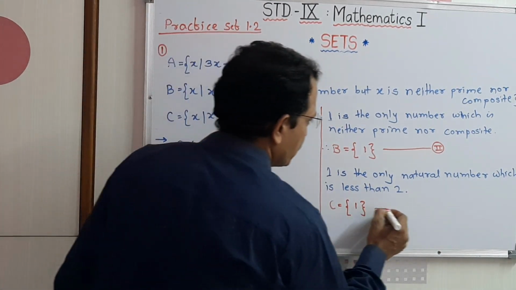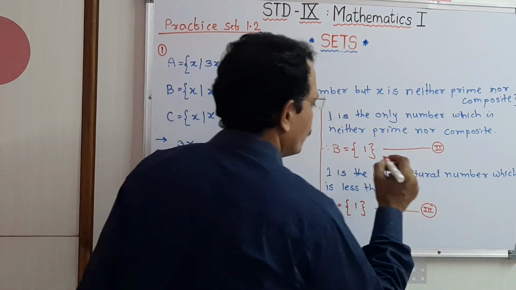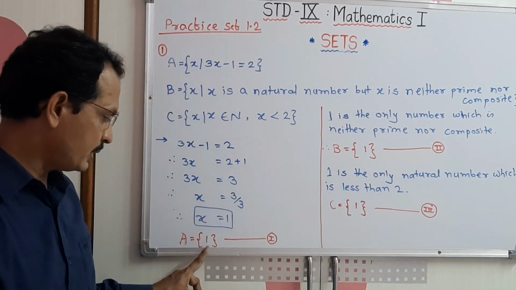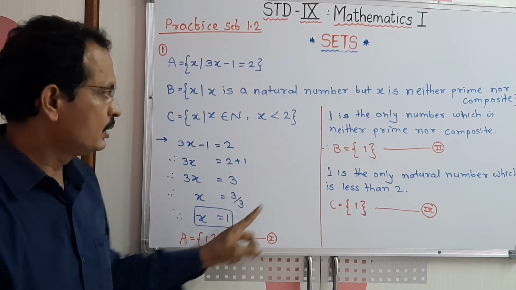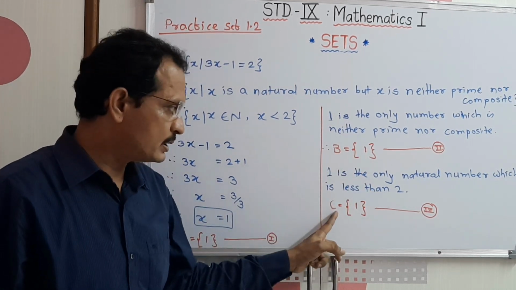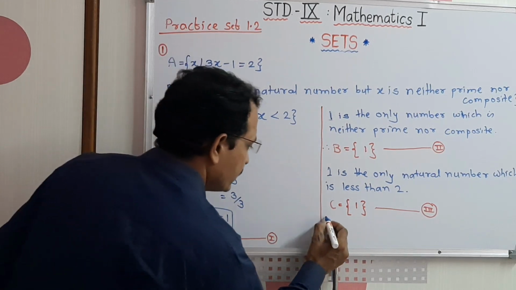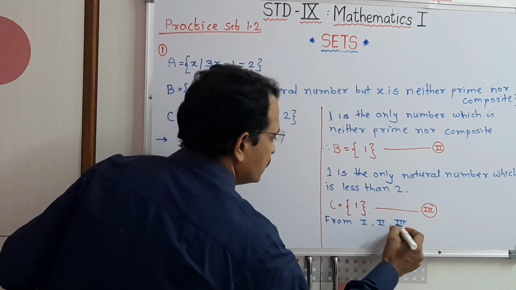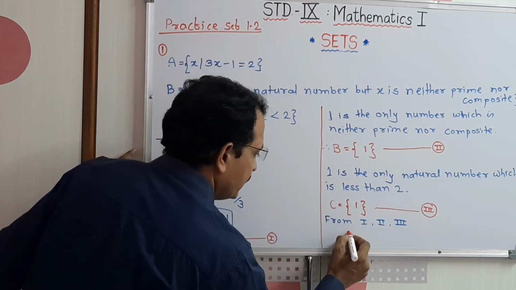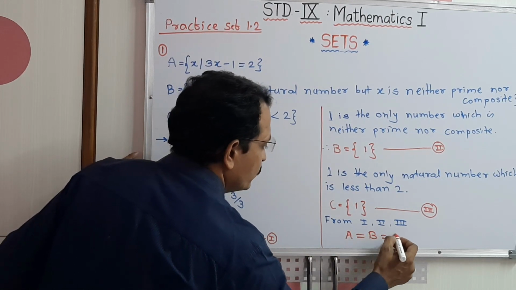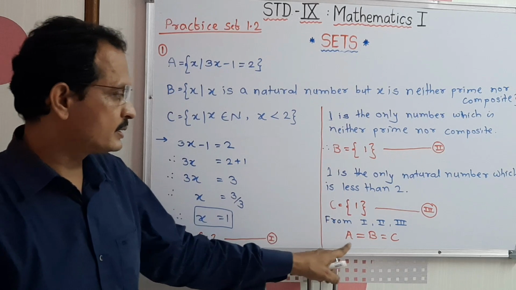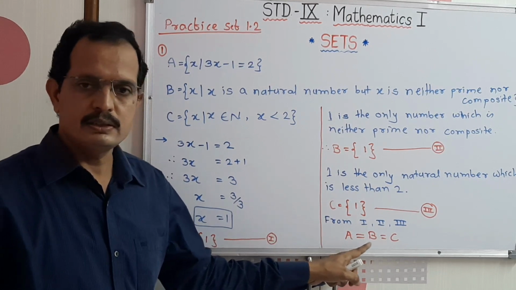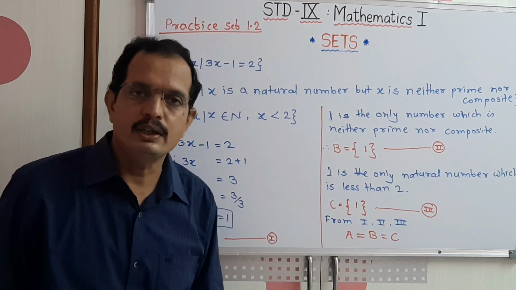Now this is statement number third, and now observe the statements number first, second and third. Set A contains one element, that is 1. B also contains 1 and C also contains 1. Therefore, we can write here from first, second and third, A equal to B equal to C. That means all these three sets contain exactly the same elements. Therefore, set A, set B and set C are equal sets.